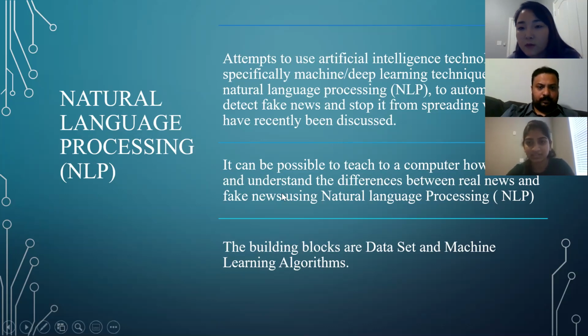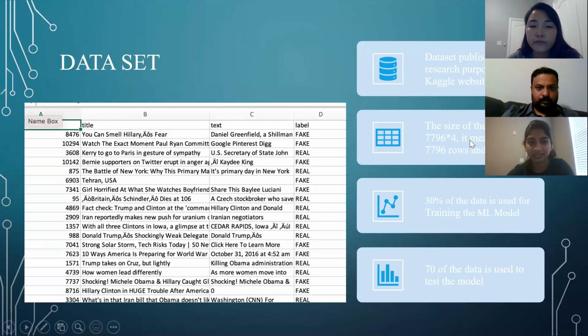Our dataset consists of 7,796 rows and 4 columns. The first column is the unique ID. The second column, title, means the headline of the news. And the third column, text, is the description of the news. Our data is pre-labeled as fake and real news, so we have two classes in our data, fake and real. Initially we used 30% of the data for training the machine learning model and the remaining data to test the model that is trained.